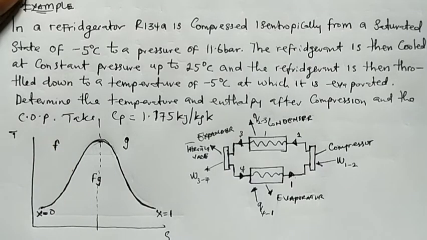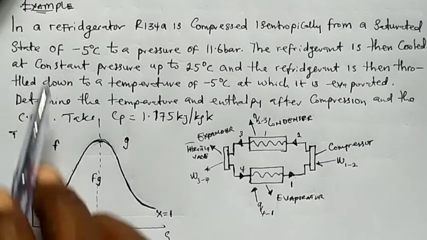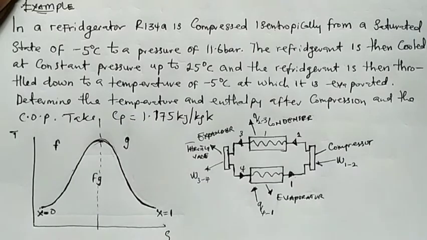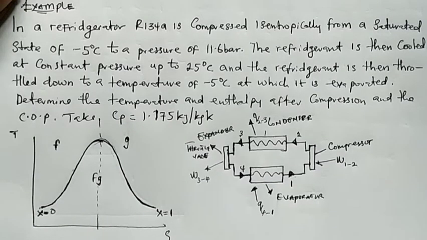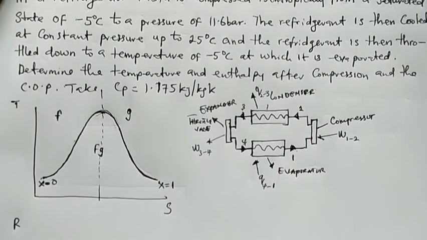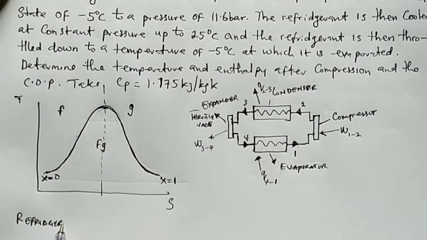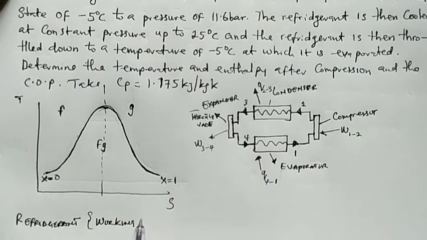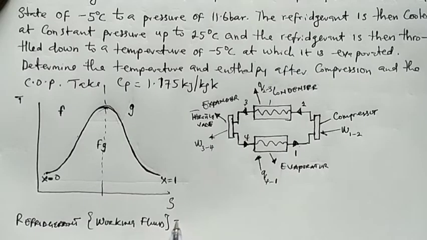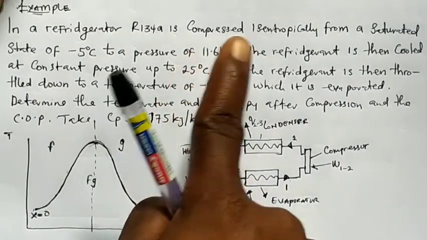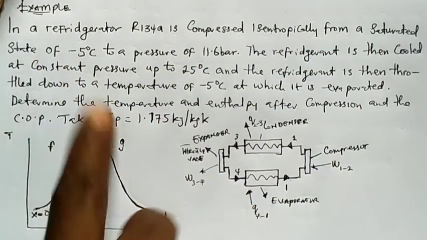Now let's move forward. The question now says, in a refrigerator, R134A is compressed. Now the refrigerant used is R134A. So our refrigerant, which is the working fluid, is giving us R134A. Now we move forward. It's compressed isentropically from a saturated state of -5.